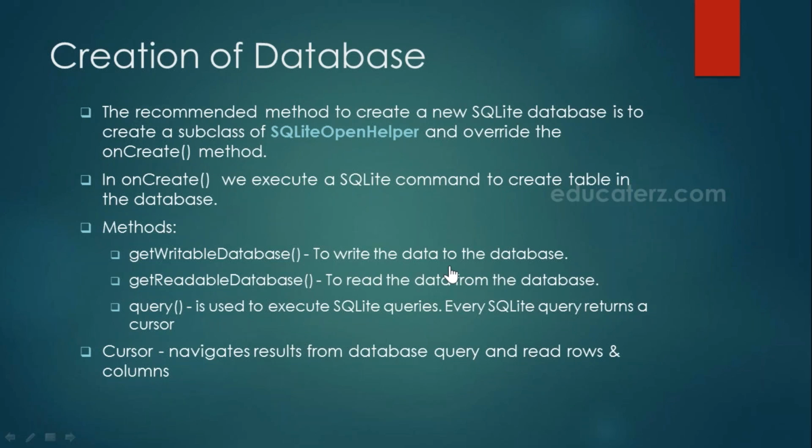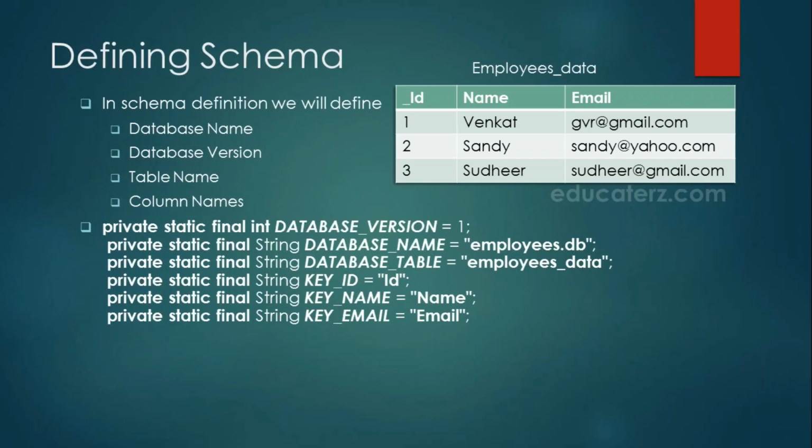That is called a cursor in our Android. So here we are going to discuss a small example as a hands-on. We are going to create a table with ID, name and email ID. This ID is the primary integer key, the name is the name of the employee, and email ID is the email ID of the employee. So here we'll define the schema.